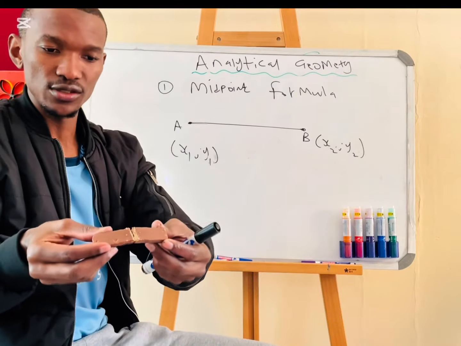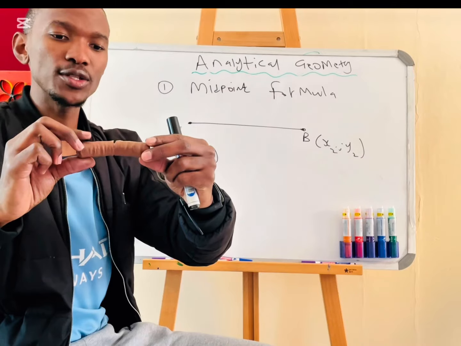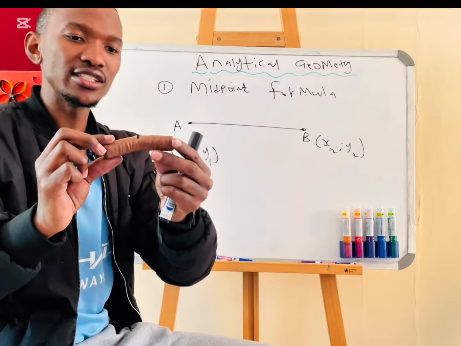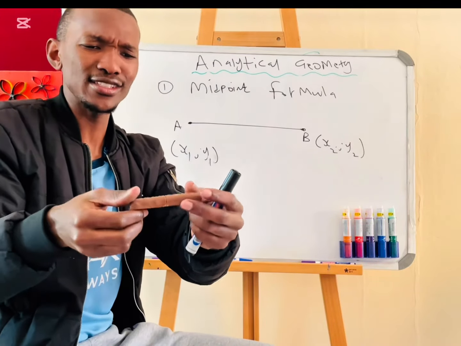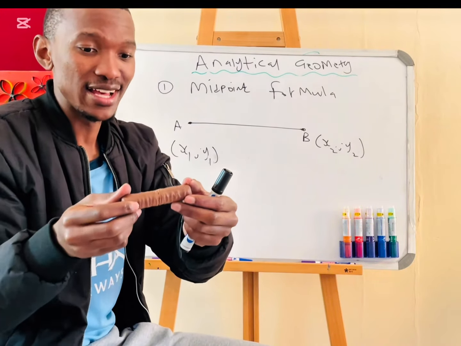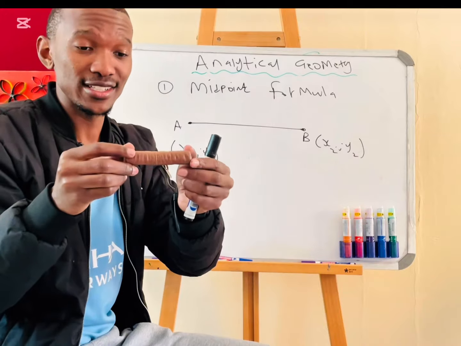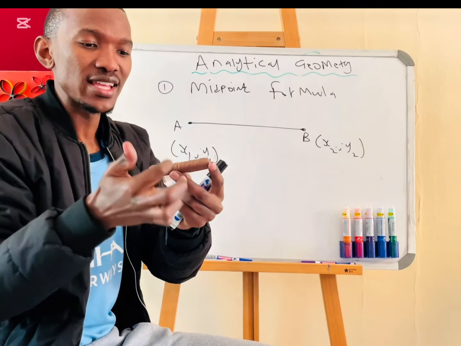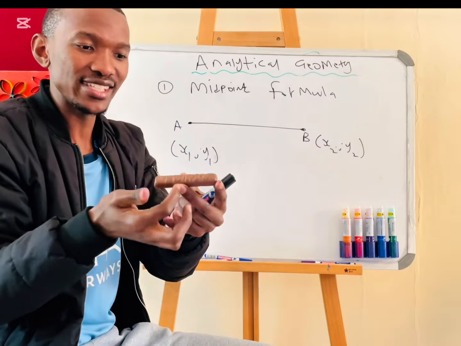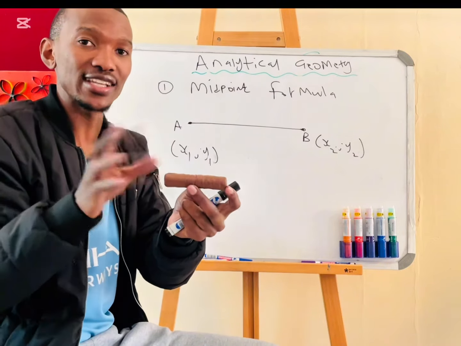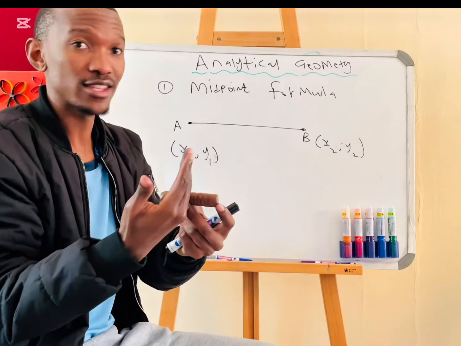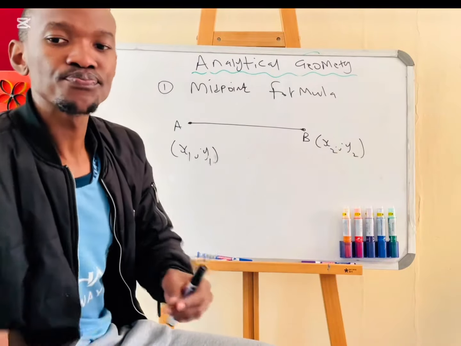Look, you see? You can really get my point, right? This is actually how you can cut things into two equal parts. So the point that is here, that is making sure that these two parts are equal in terms of length, we call it the midpoint, okay?